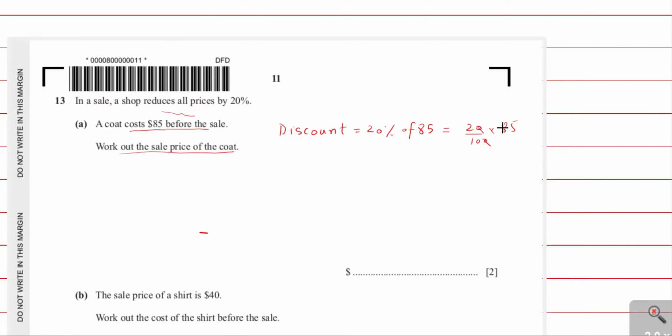The zeros would be cancelled, and we multiply 85 by 2, we get 170 over 10, and this is equal to 17. We have to calculate the sale price. Sale price equals cost price minus discount. Here the cost price is 85 and the discount is 17, and this will be equal to 68. 68 is the sale price.